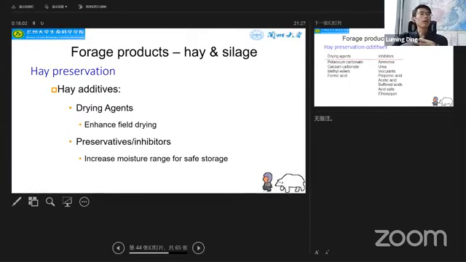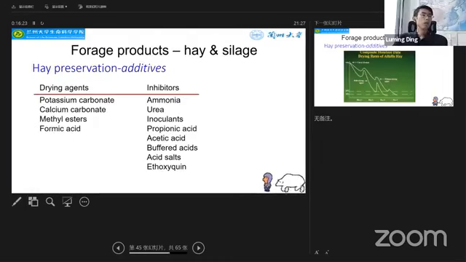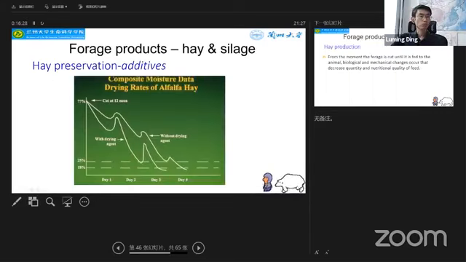So we can use some hay additives to avoid the growth of mold. Drying agents can enhance field drying. Also preservatives or inhibitors can increase the moisture range for safe storage. There is a list of drying agents or inhibitors normally used. From the figure we can see, if we use the drying agent, the drying time in the field is shorter than without it for alfalfa hay.